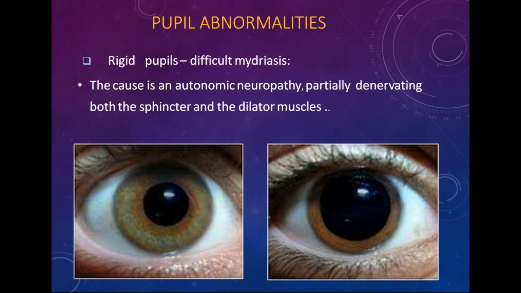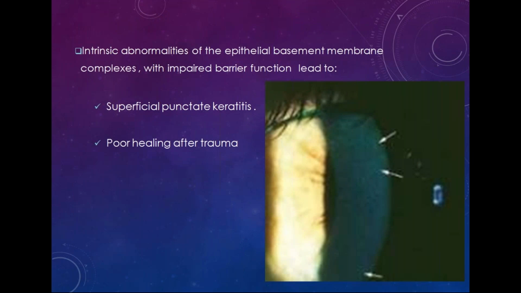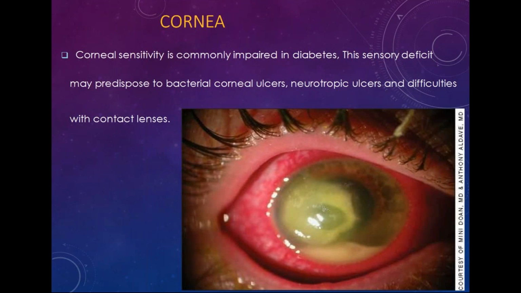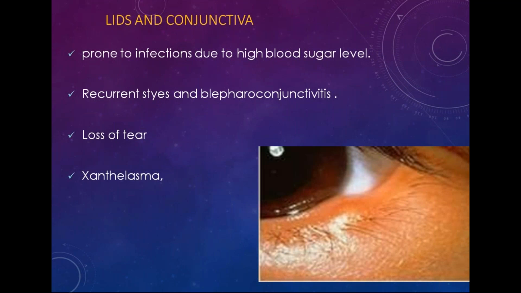This is pure dilatation of the pupil because both sphincter pupillae and dilator pupillae are involved due to denervation of the fibers, autonomic neuropathy, partially denervating both sphincter pupillae and dilator muscles. This is a picture showing bacterial corneal ulcer due to abnormal cornea. This is hordeolum externum, a stye, small stye.